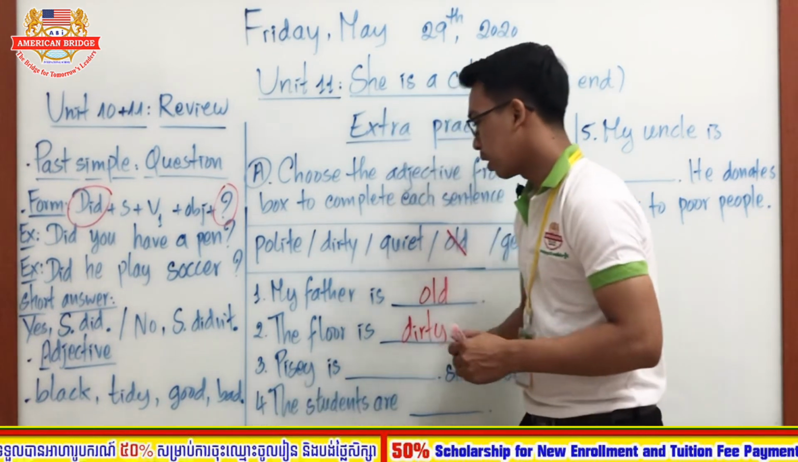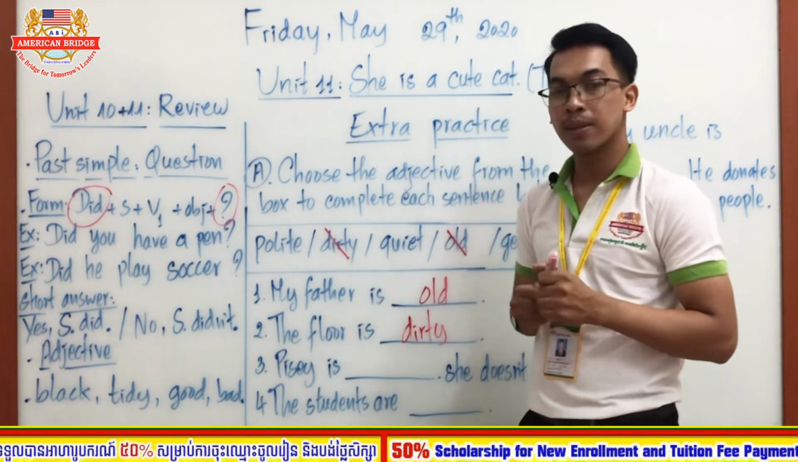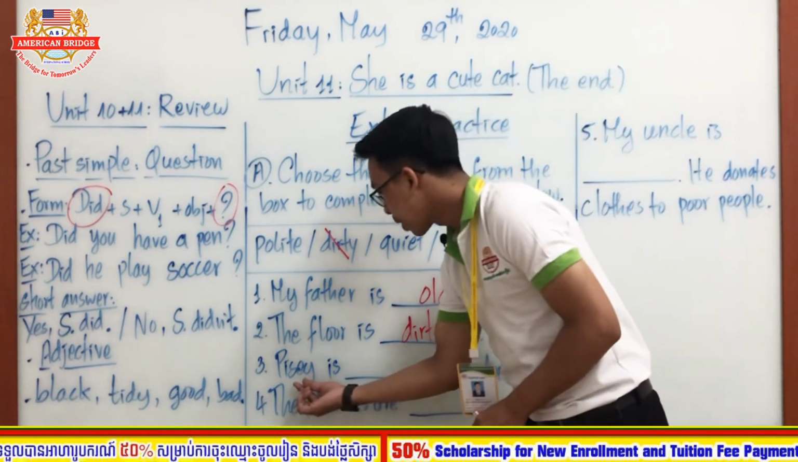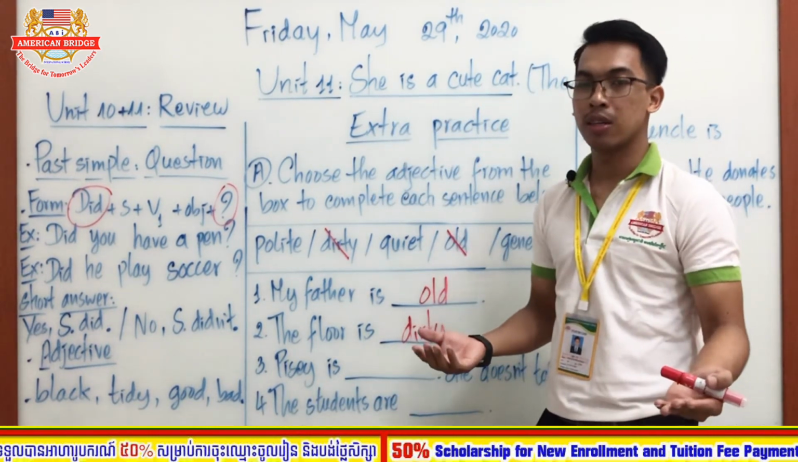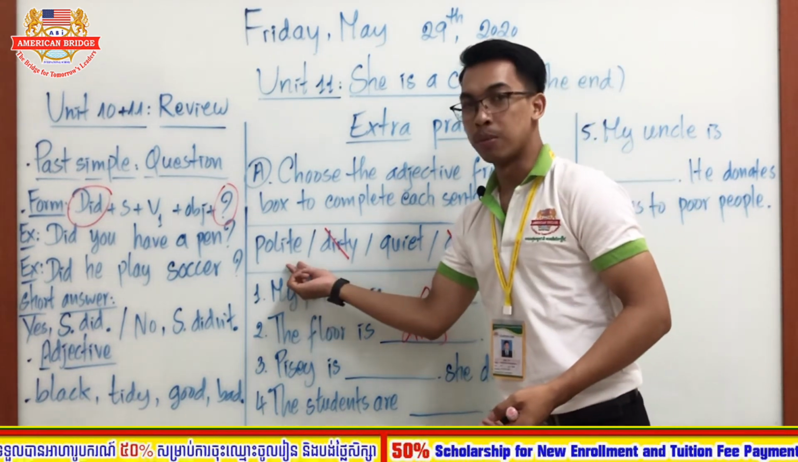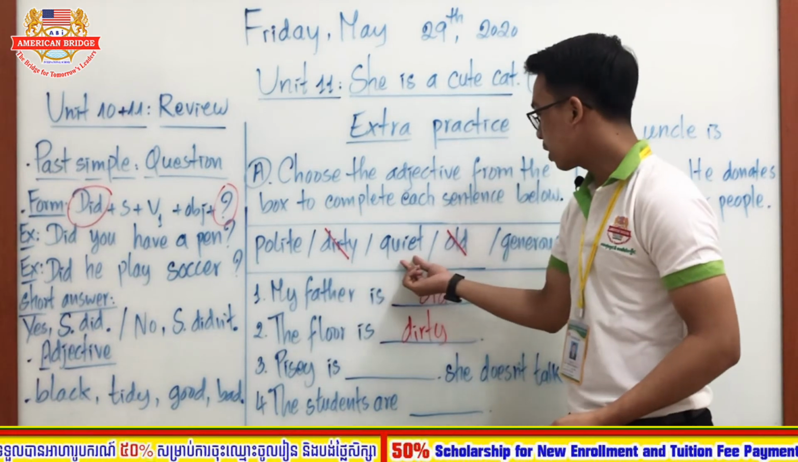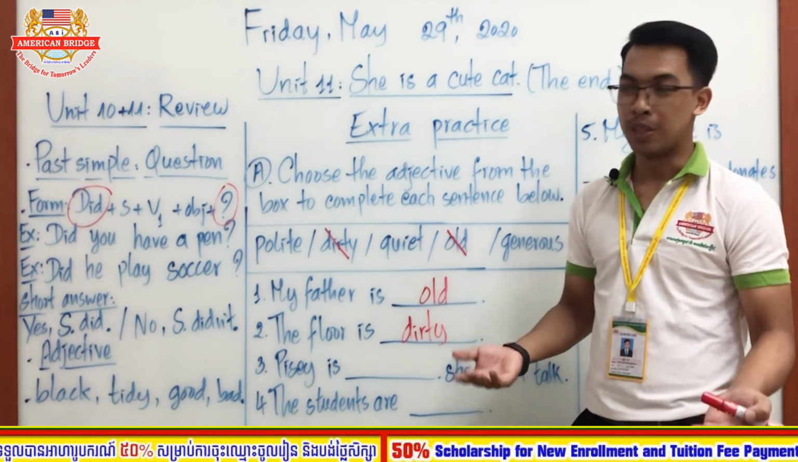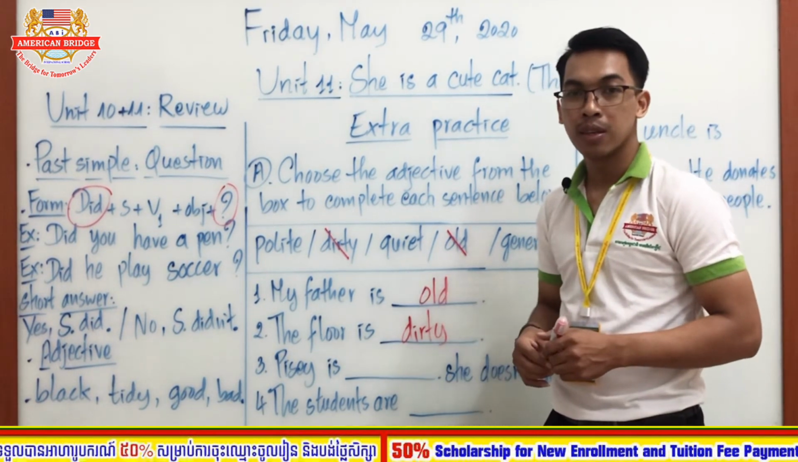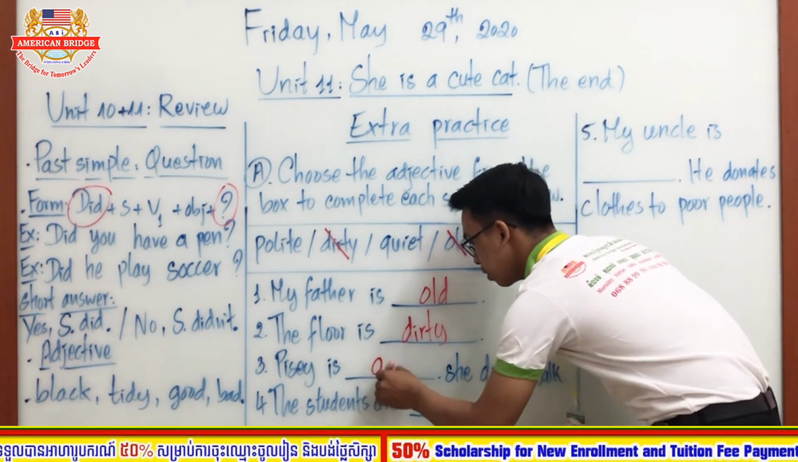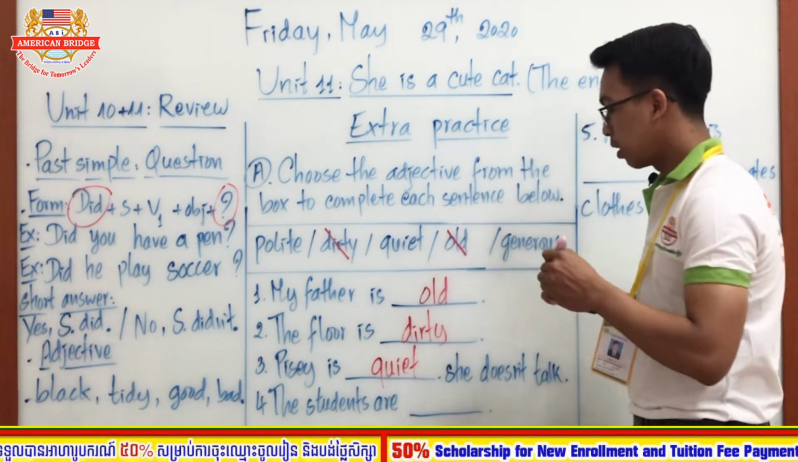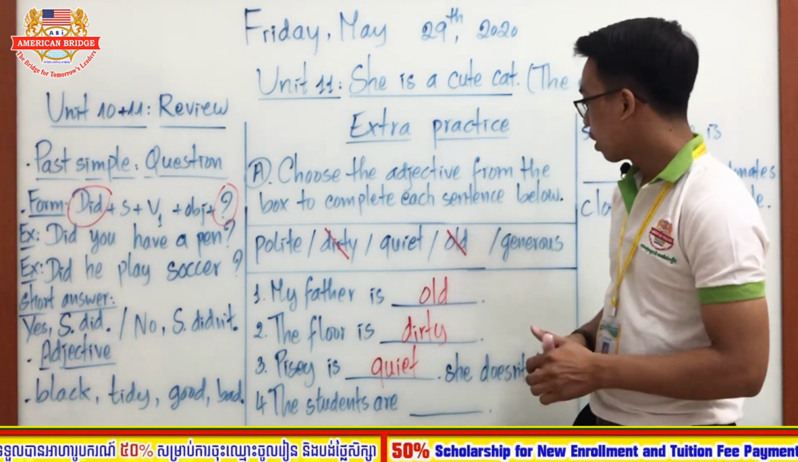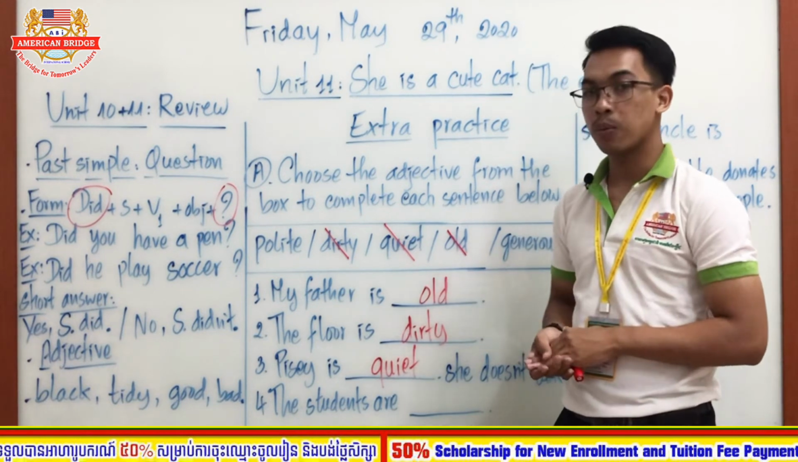Number 3, Pete say. Okay. So Pete say is what? Blah blah blah. She doesn't talk. Again, Pete say is blah blah blah. She doesn't talk. So which adjective in the box? Polite, quiet, generous. Which one, everyone? Is it generous? She doesn't talk. No. So the adjective is quiet. Good. So she doesn't talk, so it means that she is quiet. Good. So now we have only 2 more.